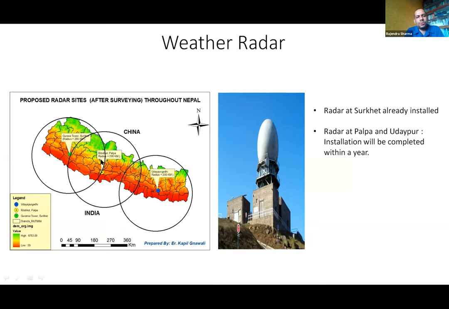Within 1 year, we'll install two C-band weather radars, so that we can give warnings more accurately.